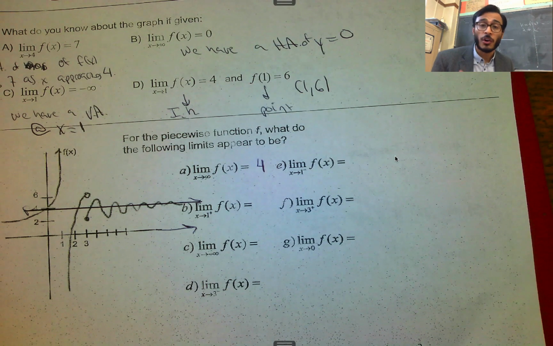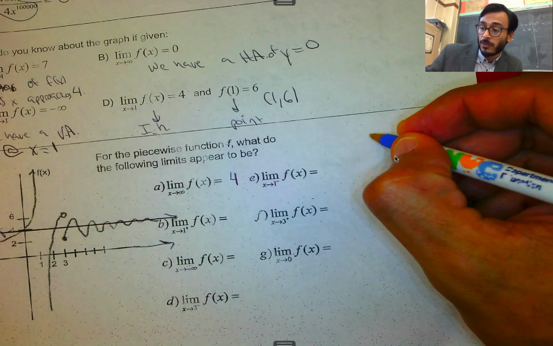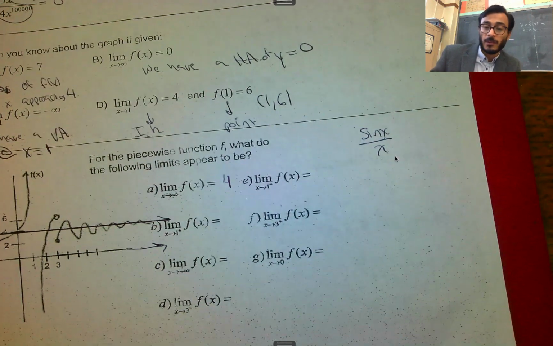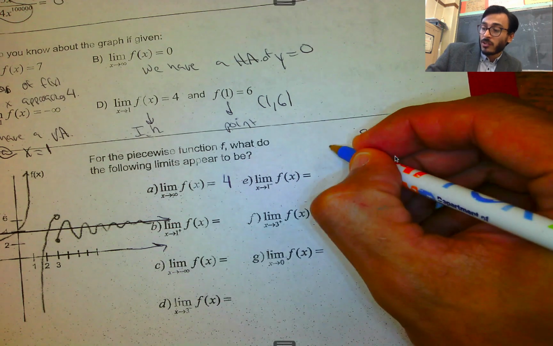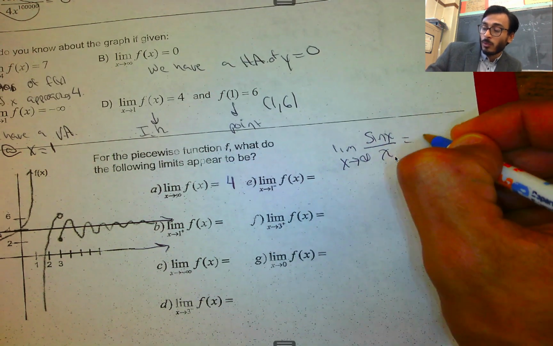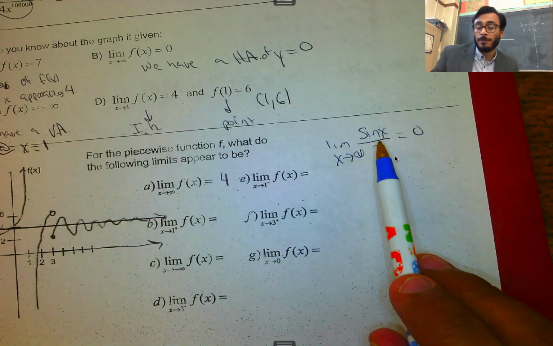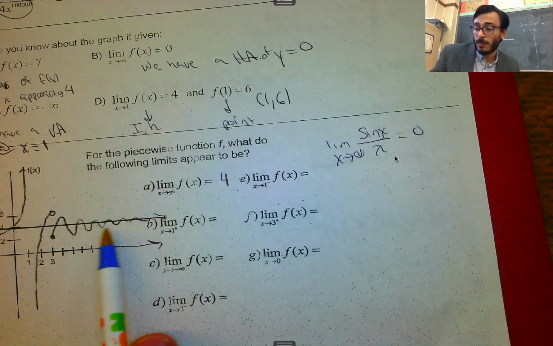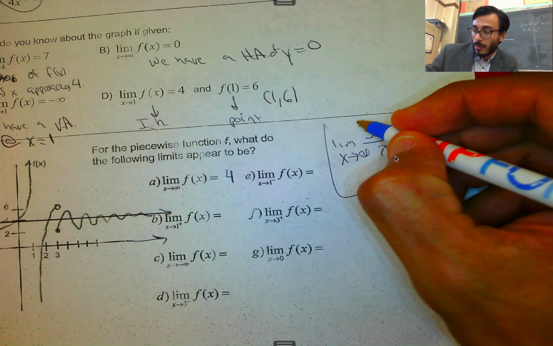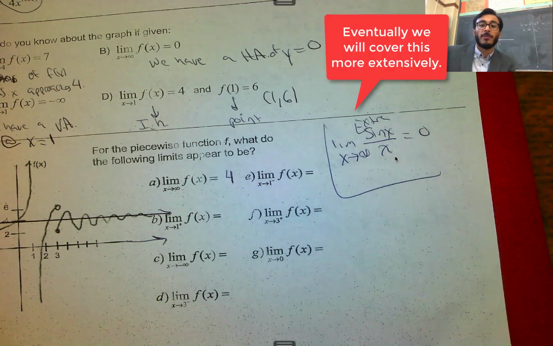And what I would encourage you to do, if you have some extra time, look at the graph of the sine of x over x. Take a look at that graph. You will actually see that the limit as x approaches infinity of this graph is equal to 0. And it starts behaving in a similar fashion to what we just saw. Okay, so this is extra, right? If you have time, take a look at that graph.